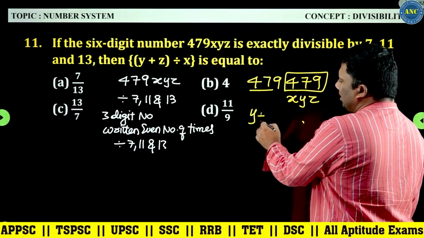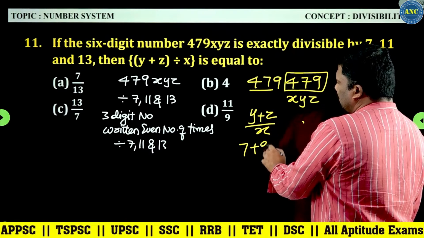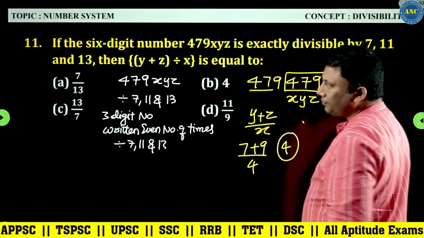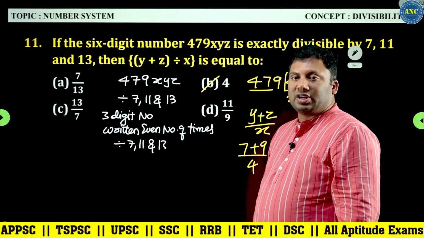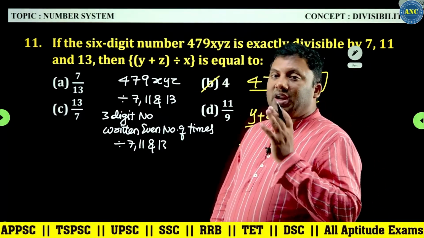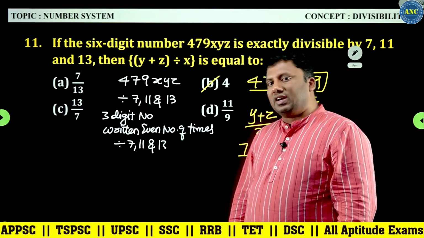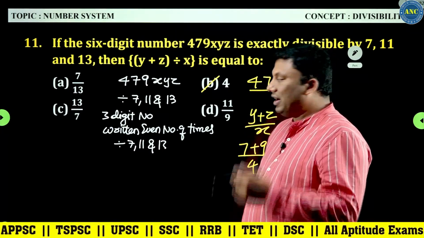Y plus Z divided by 6... Y is 7, Z is 9, X is 4. 16 by 4 is 4. The answer for this question is 4. Any 3-digit number written an even number of times is always divisible by 7, 11 and 13.